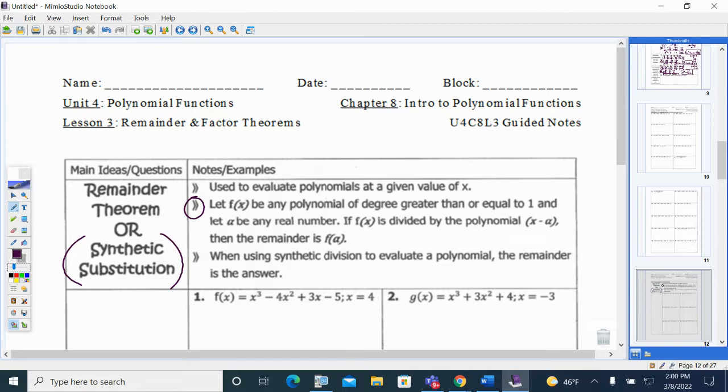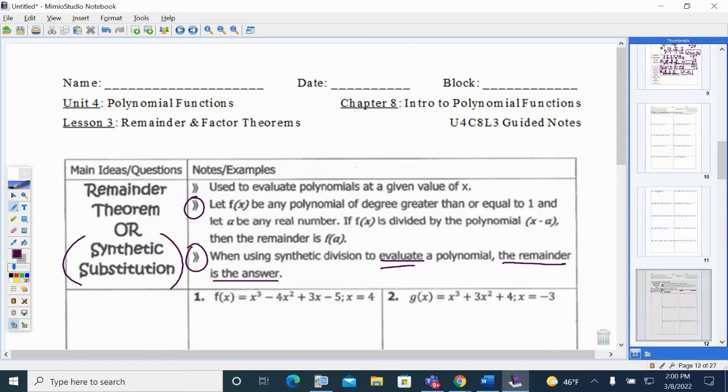Let f of x be any polynomial of degree greater than or equal to 1, and let a be any real number. If f of x is divided by the polynomial x minus a, then the remainder is f of a. So that's what the remainder theorem says. In a nutshell, this last bullet tells you what you need to know. When using synthetic division to evaluate a polynomial, again, we are evaluating, the remainder is the answer.